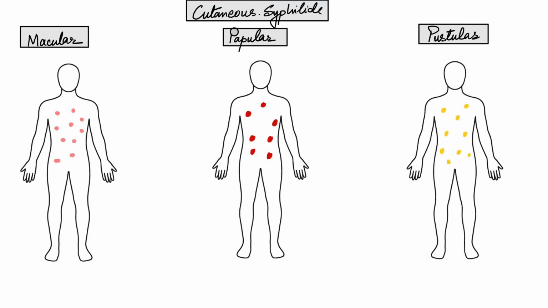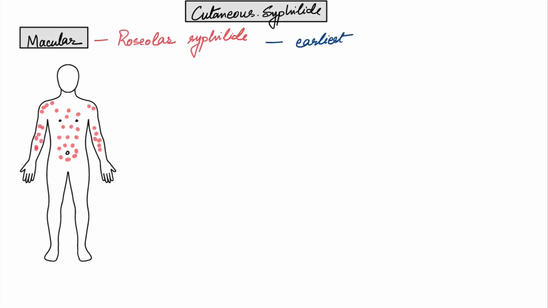Now moving to the cutaneous syphilid. Cutaneous syphilid has a very varied presentation. It can mimic anything and everything. It can be either macular, papular or pustular. Macular syphilid is also called roseolar syphilid. Basically, it is an exanthematous erythema associated with generalized lymphadenopathy. It is the earliest eruption of all.